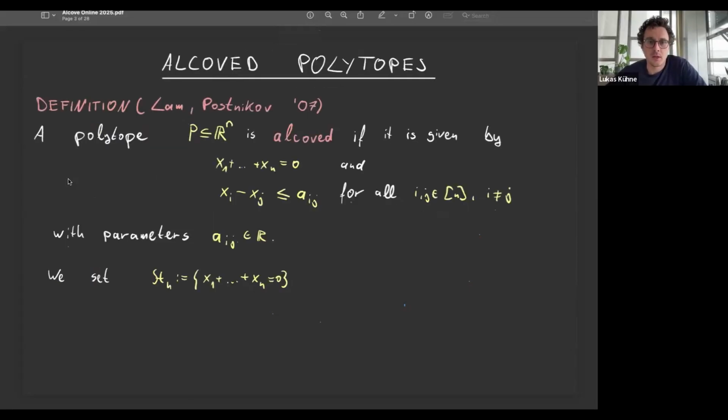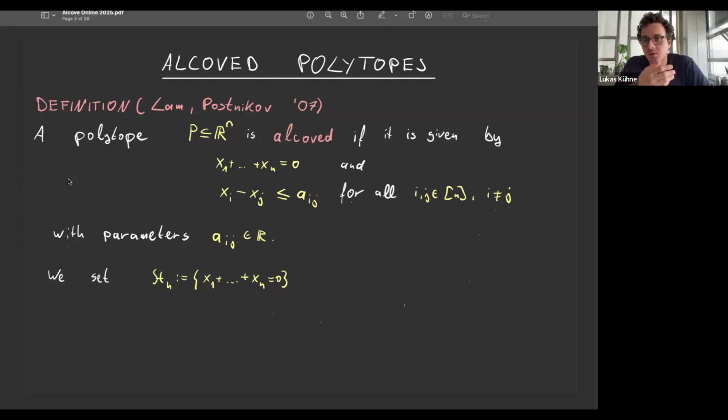So alcoved polytopes were introduced by Lam and Postnikov about 20 years ago, and it's a class of polytopes having just a very special set of inequalities. Namely, they're given by the condition that the sum of the coordinates is 0, and then the condition x_i minus x_j less or equal a_ij for some parameters a_ij, real numbers. And this particularly means that the normal vectors to the facets are just in root direction e_i minus e_j.